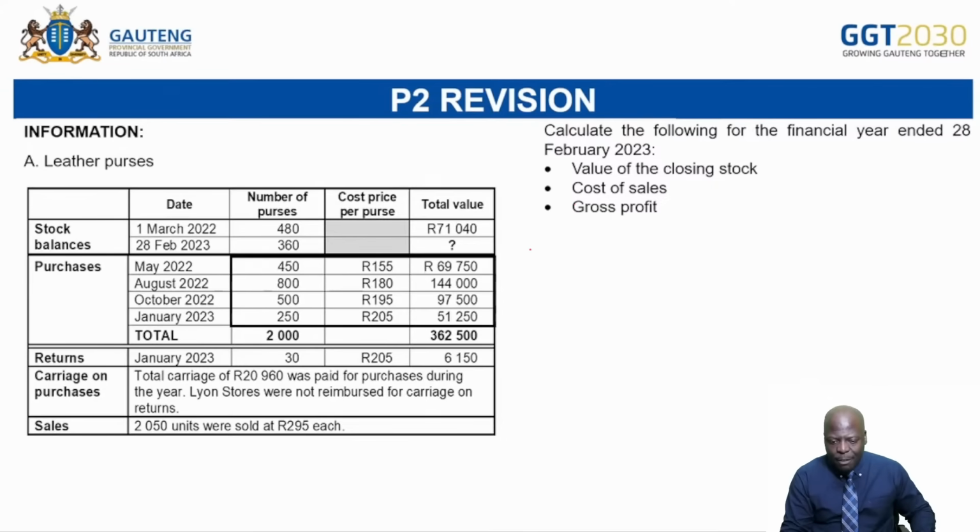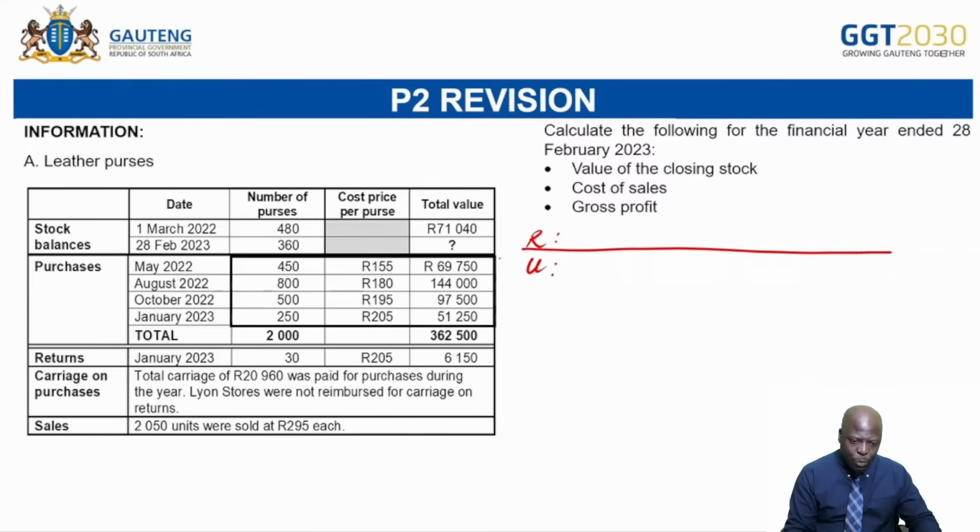So if we're using the weighted average method, that would simply mean that I must get my rands over my units. It's rands over units. And then I'm going to start with my opening stock. So here's my opening stock, which is 71,040. And here at the bottom, it's 480 opening stock. Then I'm going to say plus my purchases, which is 362,500. And the units purchased are 2,000, so I say plus 2,000 here. All right, so I've said opening stock plus purchases already.